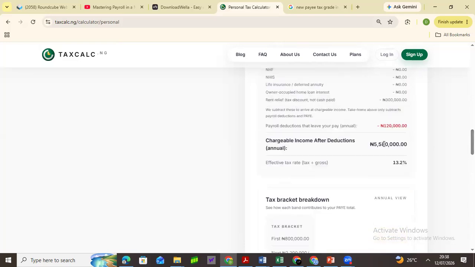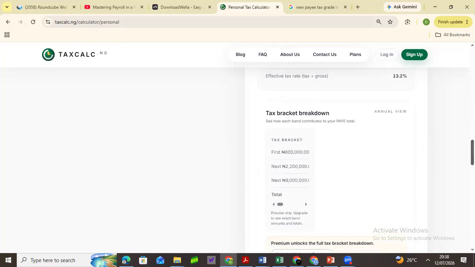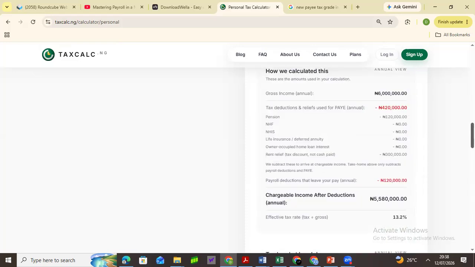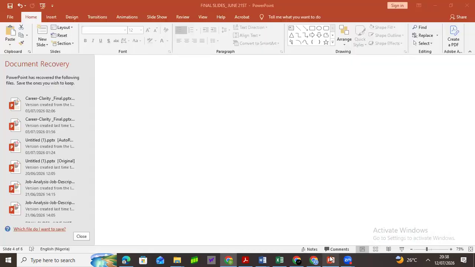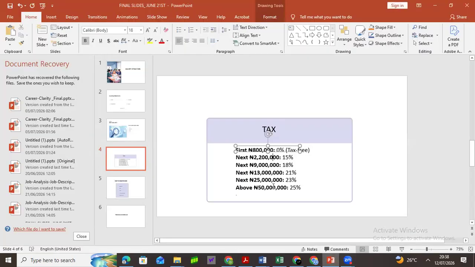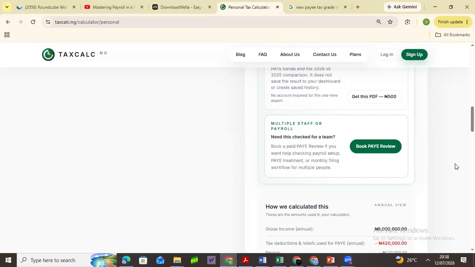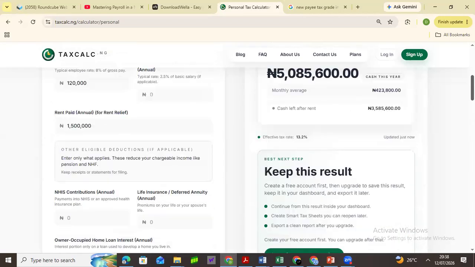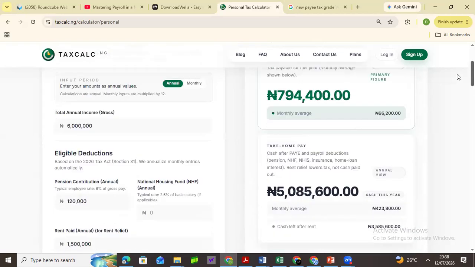So from this 5.58, they're giving us 13.2. Can you hear me? Yes. A minute, please. This is 15% here. Let's see, what did they give us? They gave us less than 15%.